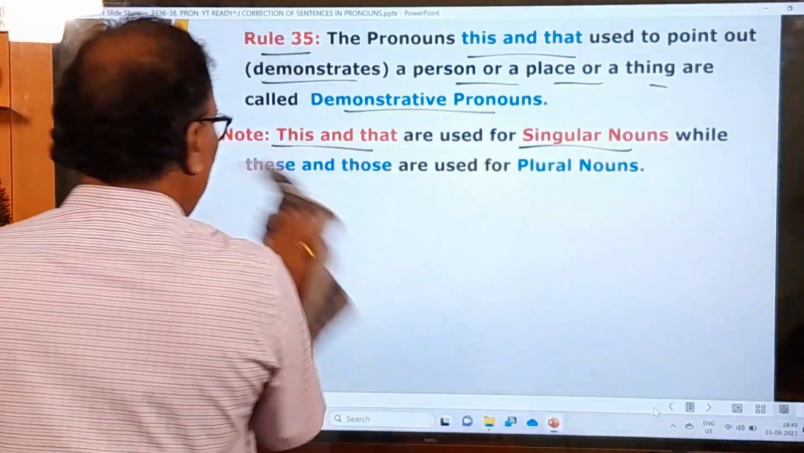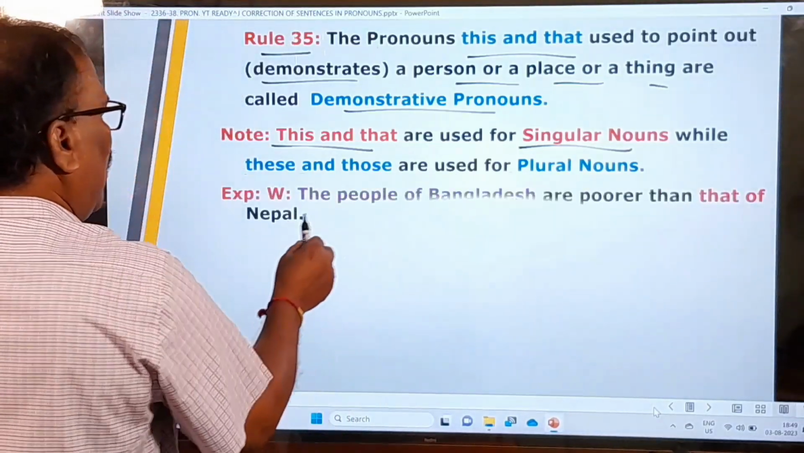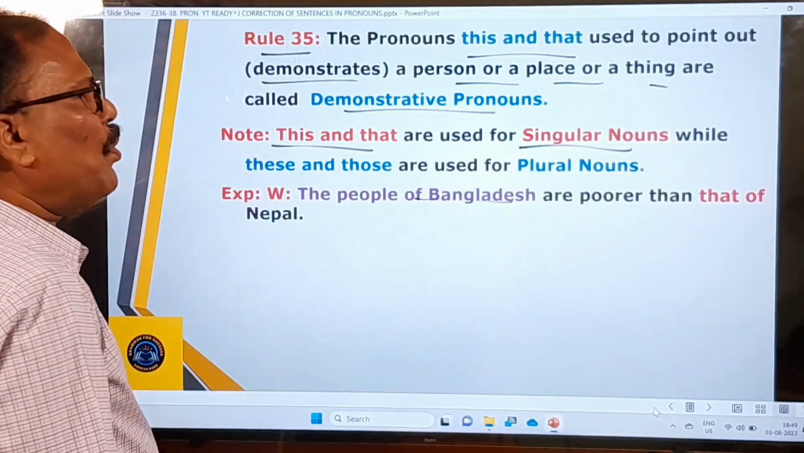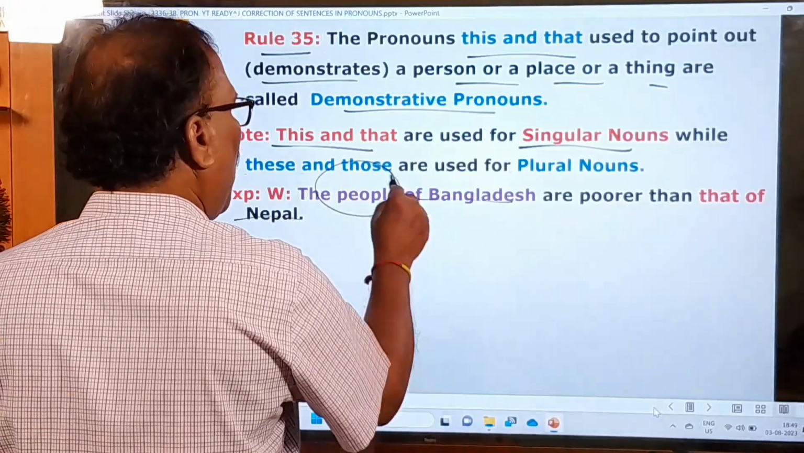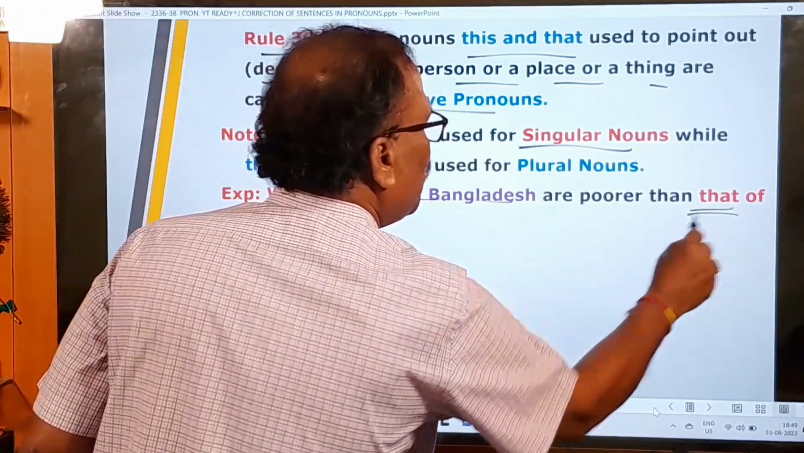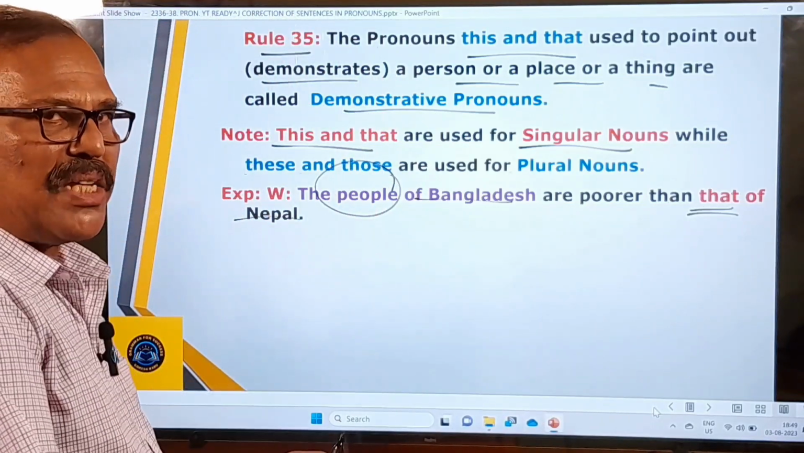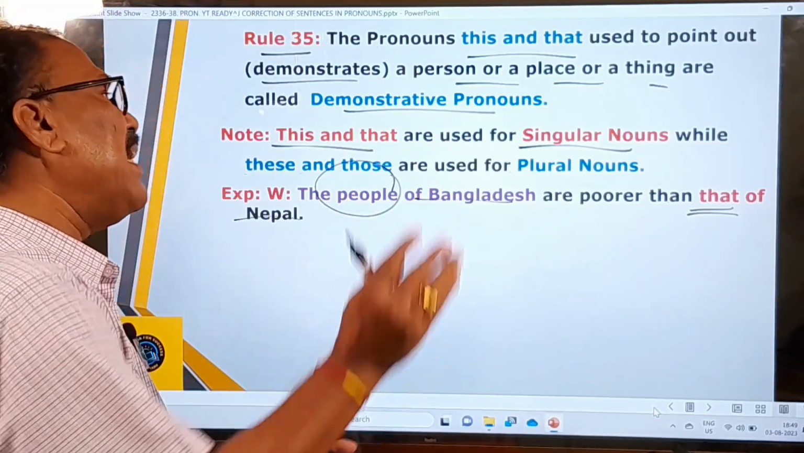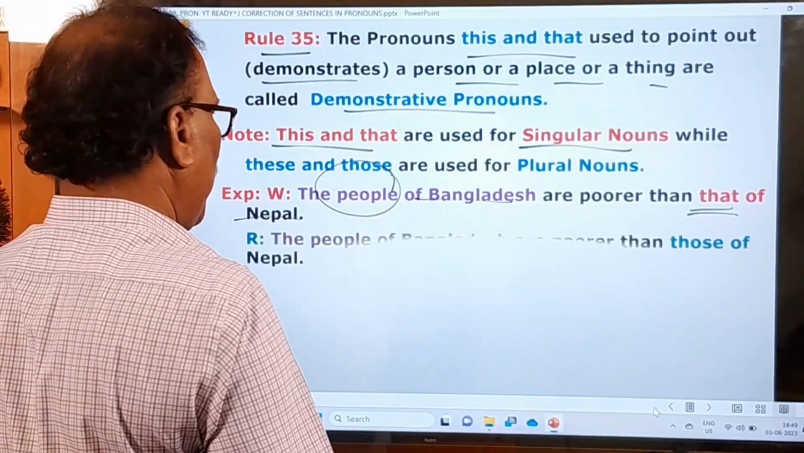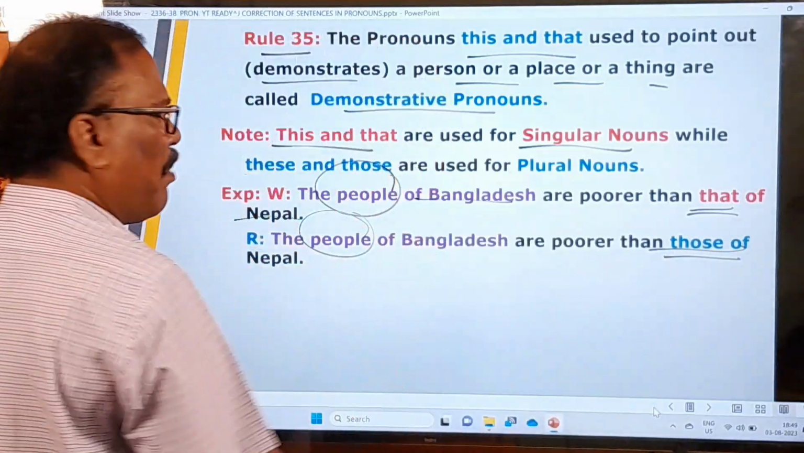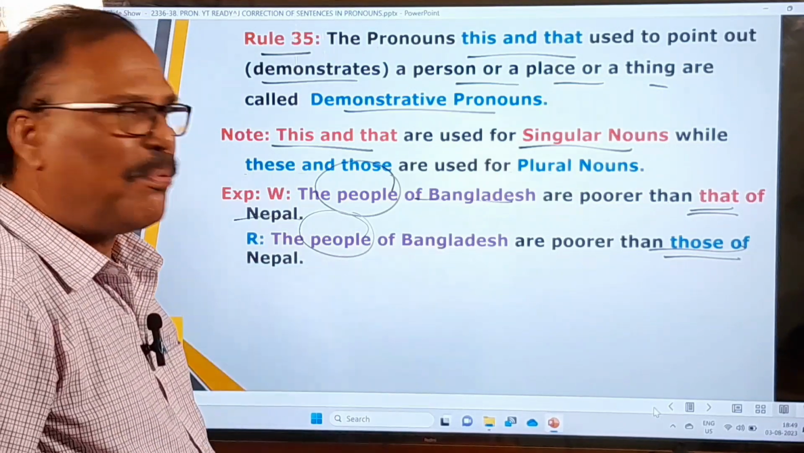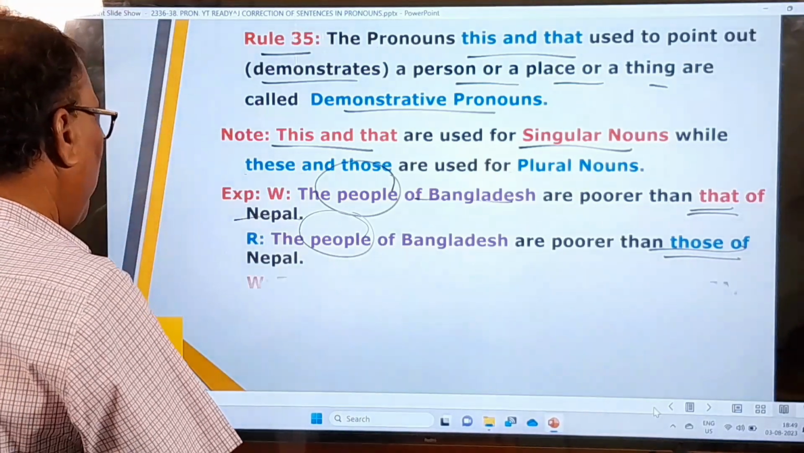Now let's see the examples. The people of Bangladesh are poorer than that of Nepal. You are talking about the people of Bangladesh, but here that of is used. Then what should you say? Since it is plural, it should be those of Nepal. The people of Bangladesh are poorer than those of Nepal. Go to the next one.